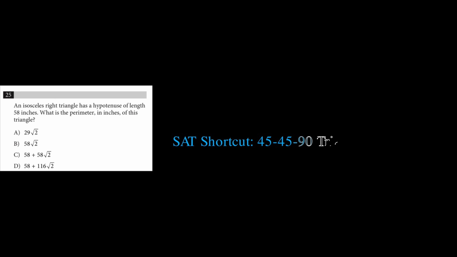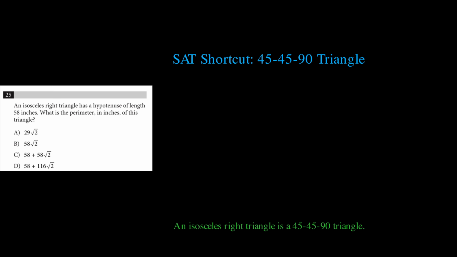Let's solve an SAT geometry problem using one of the most important triangle shortcuts. Here's the question. An isosceles right triangle has a hypotenuse of length 58 inches. What is the perimeter of this triangle? So we are given the hypotenuse and we are asked to find the perimeter.